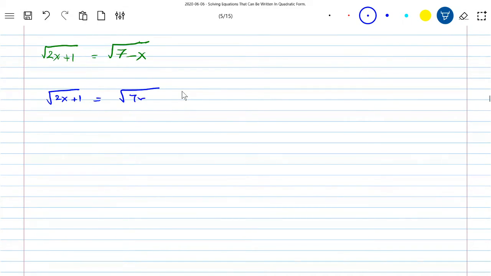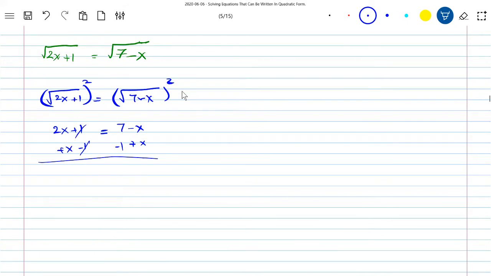I'm going to write this step by step. Square both sides. Okay. What happens on the left side is you simply get 2x plus 1. The right-hand side is 7 minus x. Okay. This is a linear equation. Move everything to one side. Solve for x. Okay, so I'm going to add x to both sides, plus x. Subtract 1 from both sides, minus 1.